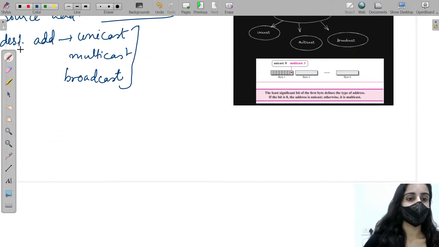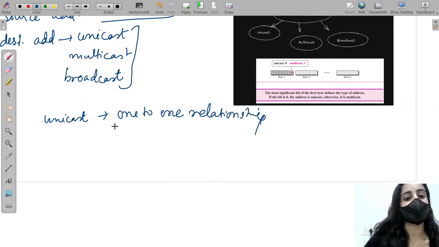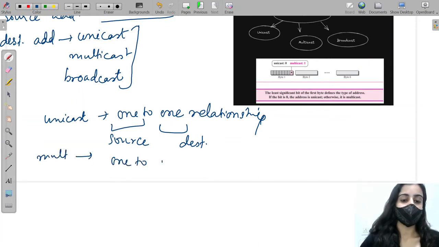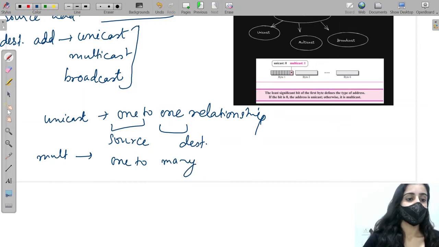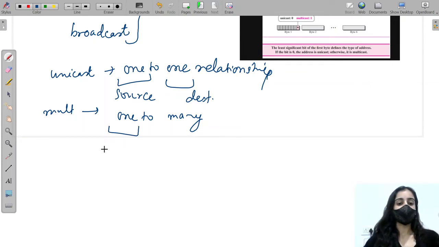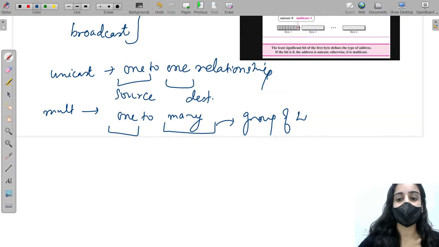Unicast, as the name suggests, is a one-to-one relationship. That means the source is one and the destination is also one. Then there is multicast, which is a one-to-many relationship. That means the packet is coming from one source, but it is going to a specific group of networks.